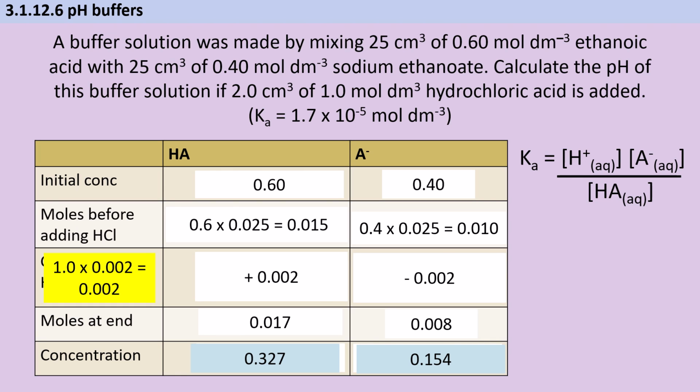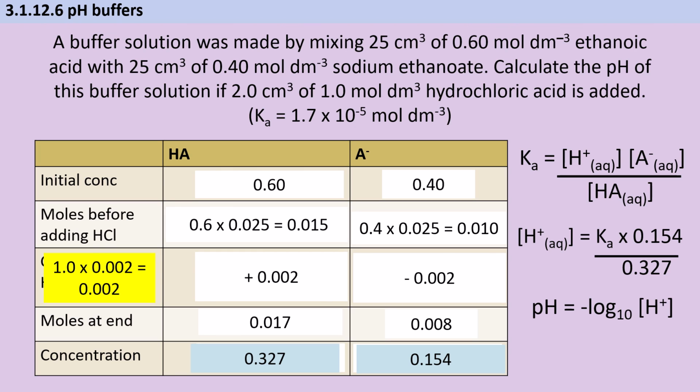Again, we go back to our expression for Ka, we rearrange it to make hydrogen ions the subject, and then we put that answer into our pH calculation to get a final answer of 5.10.